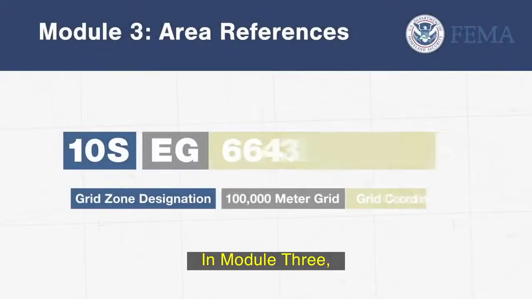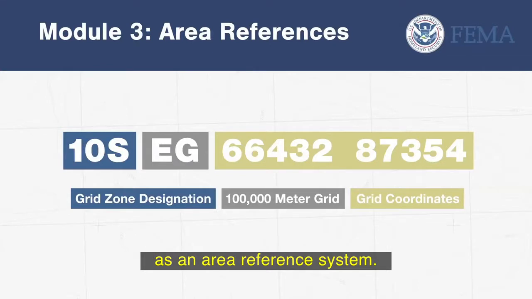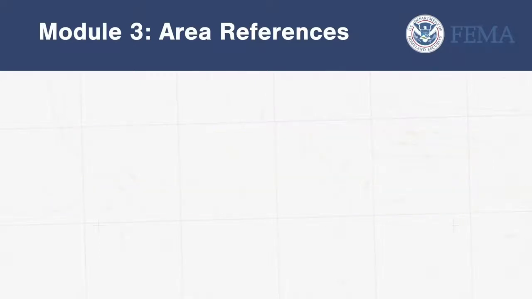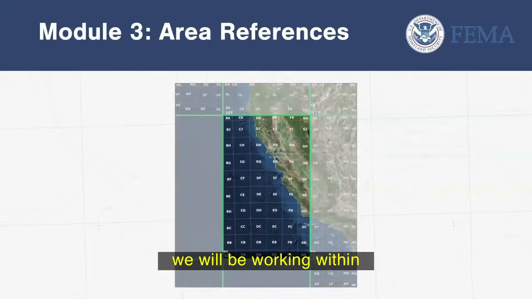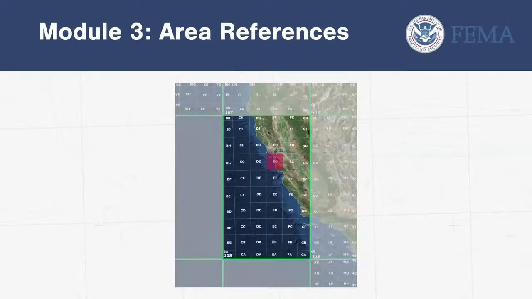In Module 3, we will focus on using the USNG coordinates as an area reference system. As noted before, the USNG is scalable. For the purposes of this video, we will be working at the 100,000 meter grid level and below. Specifically, we will be working within 100,000 meter grid square EG, as indicated on the screen. 100,000 meter grid squares are roughly 62 miles square.